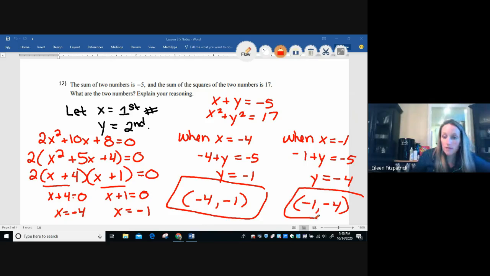Okay, so going back to the original question, it says, what are the two numbers? The sum of the two numbers is negative 5. If I add these two numbers, I get negative 5. And it says that the sum of the squares is 17. Well, negative 4 squared is 16. Negative 1 squared is 1. 16 and 1 gives me 17. And I can do the same thing over here. These two numbers add to negative 5. Negative 1 squared is 1. Negative 4 squared is 16. Add the 16 and the 1, and you get a 17. Okay, so there are two answer options for that problem.